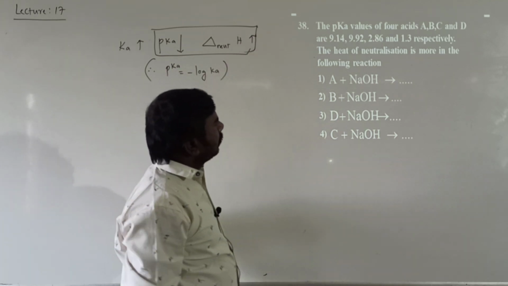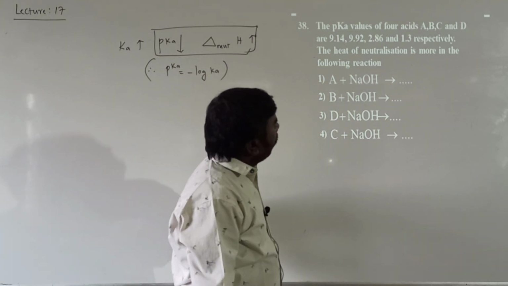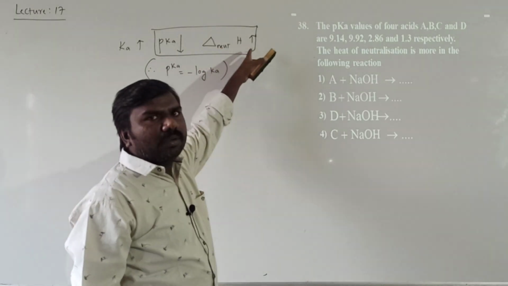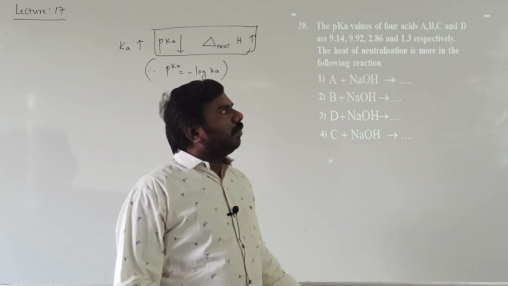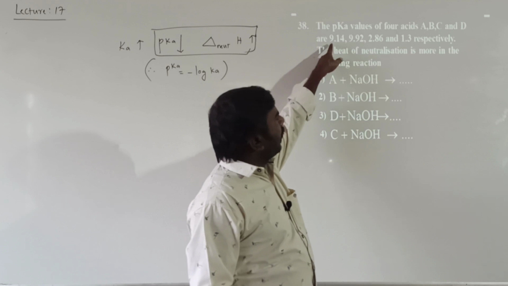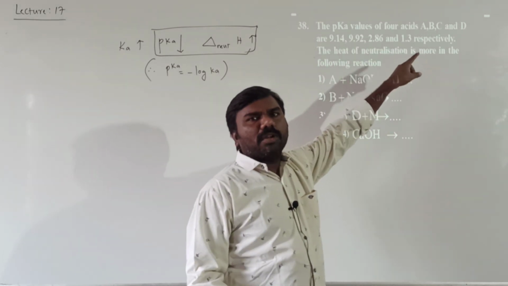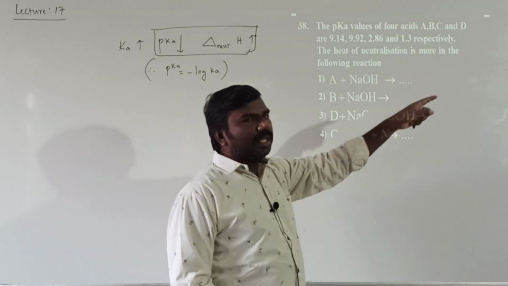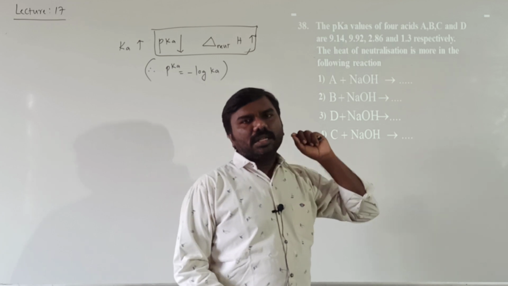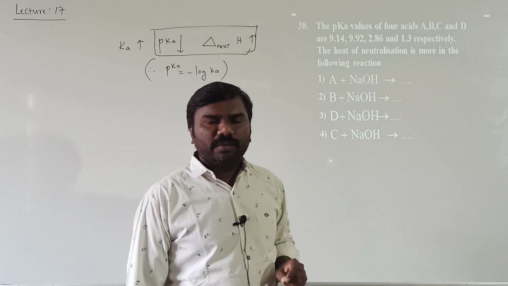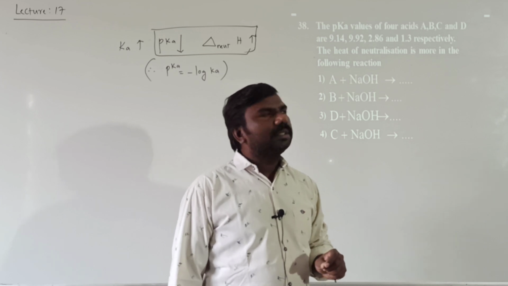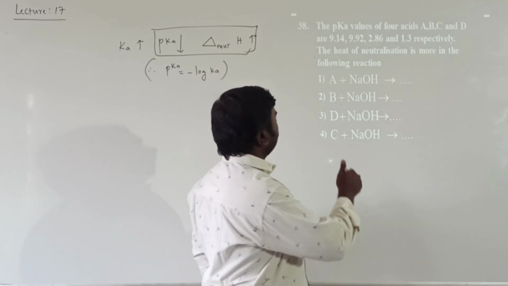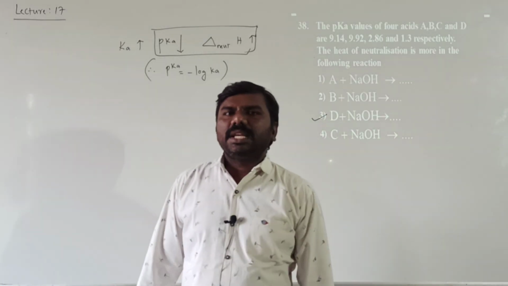Now they are asking, heat of neutralization is more. More means pKa value must be lower, then only enthalpy of neutralization will be higher. The pKa value is lower for 9, 2.8, 1.3. 1.3 means D. D plus NaOH gives rise to a salt and water. That gives more enthalpy of neutralization, because the pKa value is lower, enthalpy of neutralization will be higher. Option C correct.